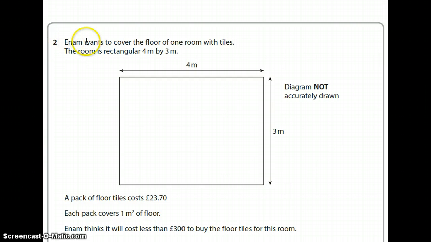Number 2. Enam wants to cover the floor of one room with tiles. The room is rectangular, that by that. Diagram not accurately drawn. A pack of floor tiles costs that amount. Each pack covers that much floor.